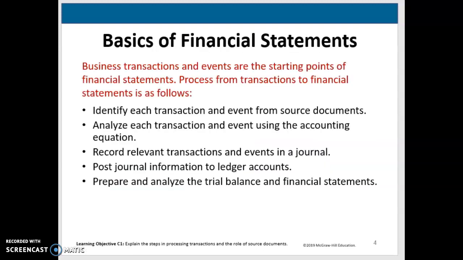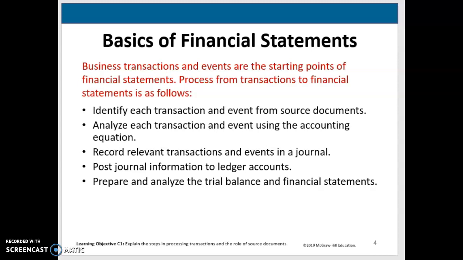All right, so the reason we're getting all these transactions analyzed is for that end goal of processing the financial statements and preparing them. So we want to make sure that our transactions and events are done in chronological order. And to do that, we're going to be identifying what the transaction is, which we've learned in Chapter 1. We're getting that information typically from source documents that are telling us what happened. We're going to analyze them using the accounting equation and figure out which accounts are affected.